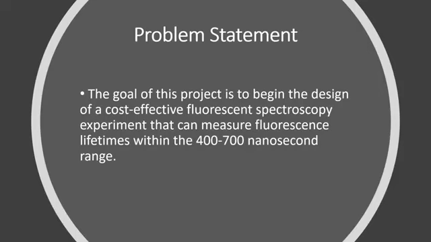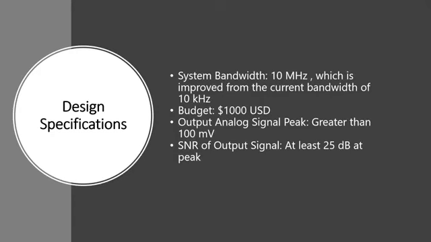So, this is where we stepped in to help alleviate these concerns. The goal of our project was to begin the design of a cost-effective fluorescent spectroscopy experiment that could measure fluorescent lifetimes within the 400 to 700 nanosecond range. We were given a set of design specifications, which stated we had to have a system bandwidth of 10 megahertz. This would be an improvement upon the current system, which only had a bandwidth of 10 kilohertz. We were given a budget, which included research and development of $1,000.